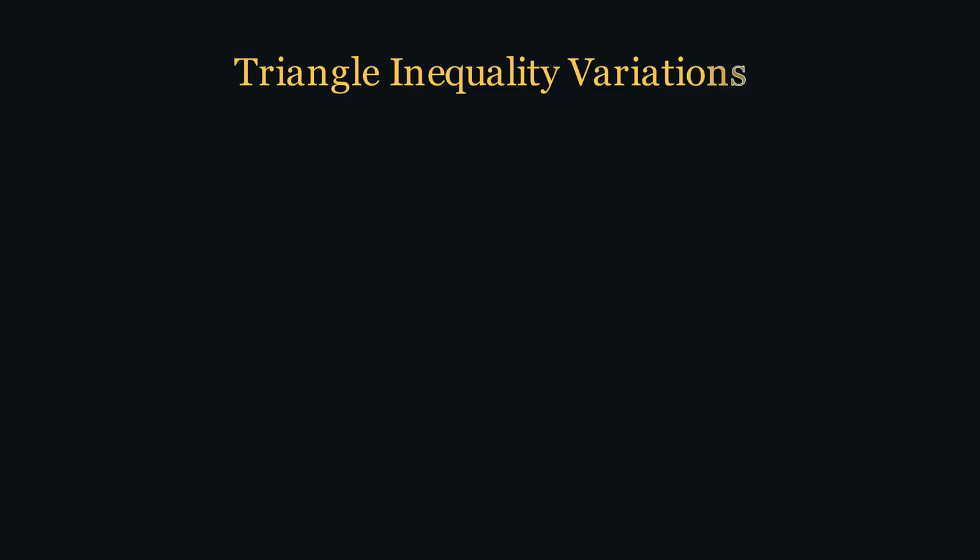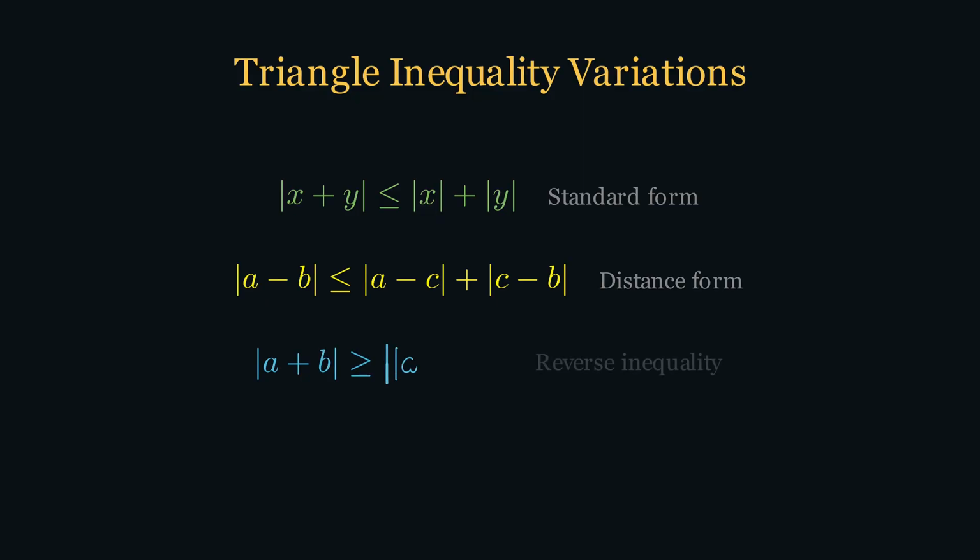The triangle inequality takes several useful forms, and I want you to know all of them. Substituting x equals a minus c and y equals c minus b, we get the absolute value of the quantity a minus b is less than or equal to the absolute value of the quantity a minus c, plus the absolute value of the quantity c minus b. This says the distance from A to B is at most the distance from A to C plus the distance from C to B. There's also a reverse triangle inequality.